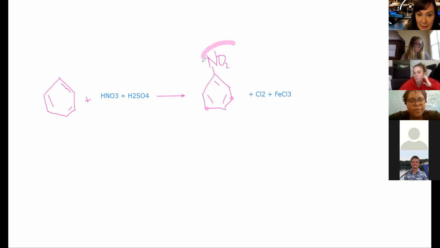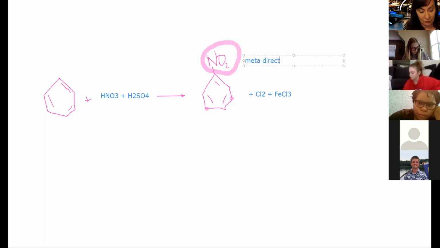Why is it meta? Because this guy up here is what we call a meta director. And you can find that information in the arrow of reactivity. Since the nitro group is a meta director, the chlorine can only attach to meta. Is it clear to you guys that either one of these meta is just as good as the other one? They're equivalent positions. You see that? Okay, so let's draw the product. The product, you should have a little arrow here.